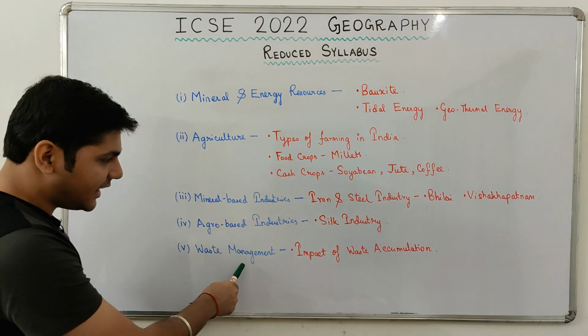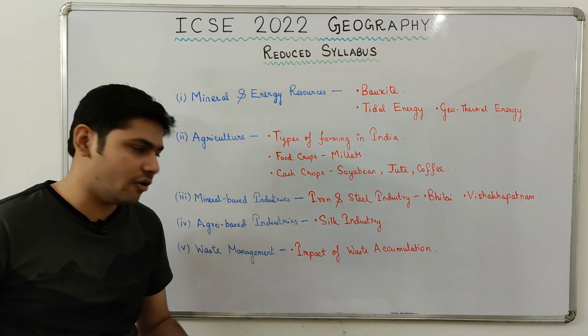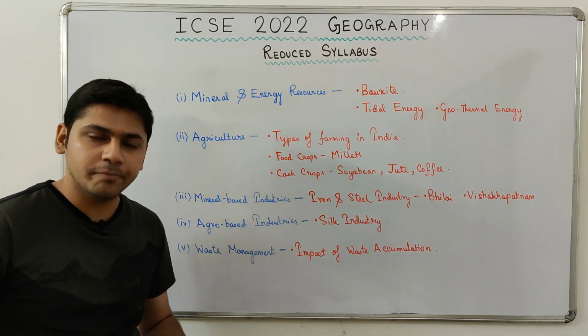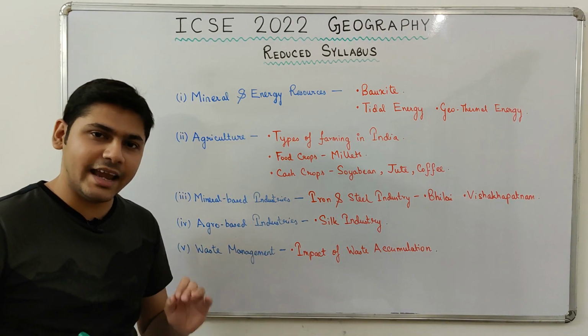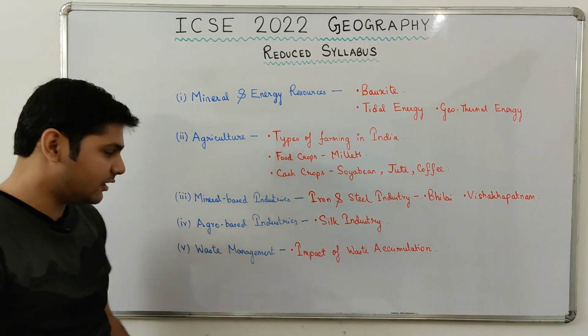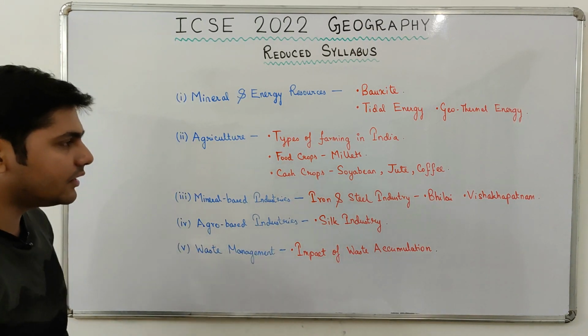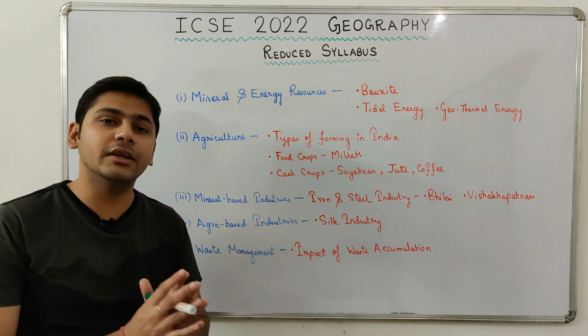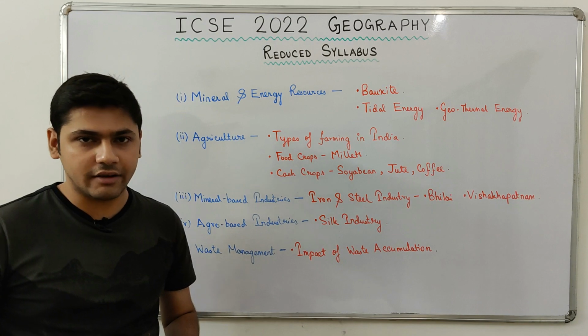Finally, from waste management, the entire section of impact of waste accumulation has been removed. So you don't have to study anything from impact of waste accumulation for the chapter waste management. So guys, these were the topics that have been removed from the theoretical portion of geography.